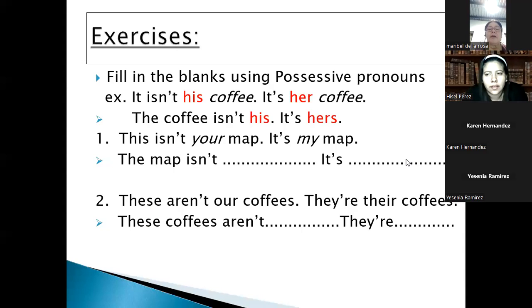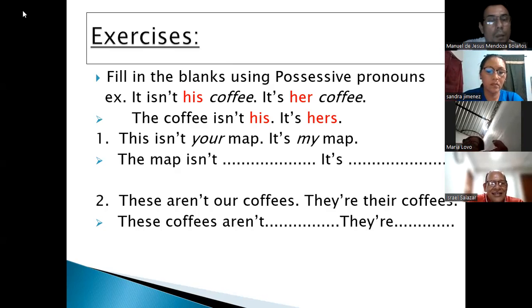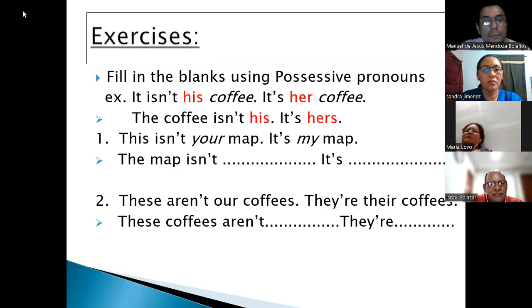No queremos cambiarle el significado a la oración, solo queremos que diga lo mismo. ¿Qué tendría yo que decir entonces? This isn't your map. ¿Qué dirían? The map isn't. El micrófono, deme su respuesta, please. Mine. This isn't your map. ¿Cómo diría entonces para decir lo mismo? The map isn't. Mine. The map isn't yours. Exactly. The map isn't yours.